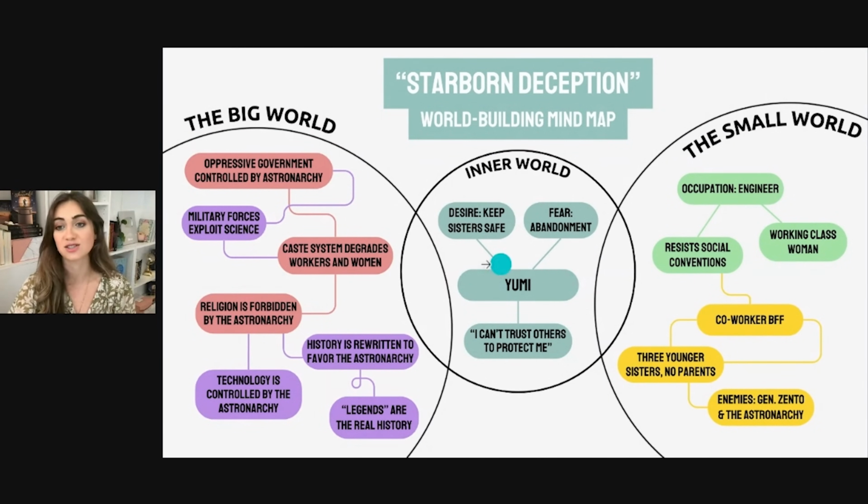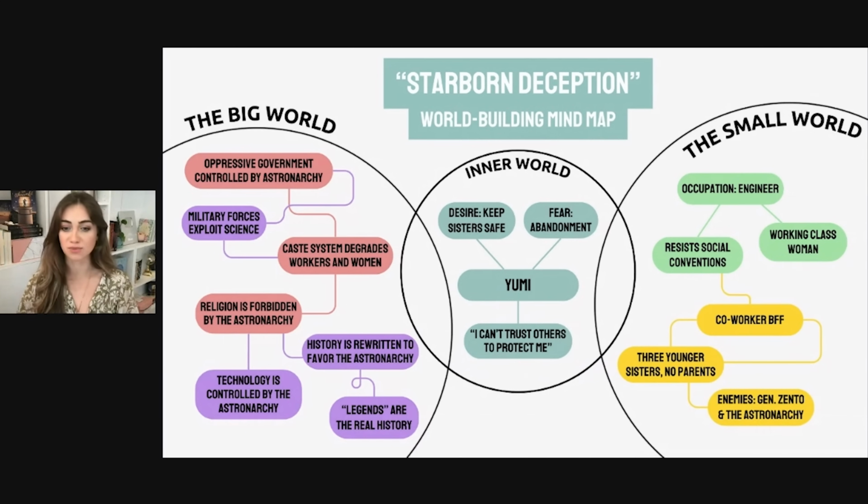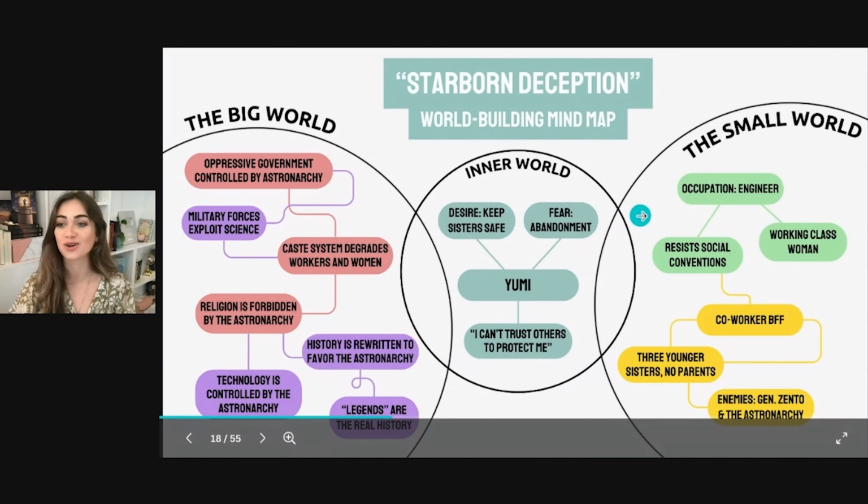We have our protagonist, Yumi, right? We have her desire to keep her sisters safe. That's the basic goal of the story. And then we have her fear, which is abandonment, which came from her parents dying in the plague, okay? So her misbelief beneath all of this is, I can't trust others to protect me. That would be like the basic overarching misbelief. Okay, and then we have the small world. So in the small world, we have Yumi.